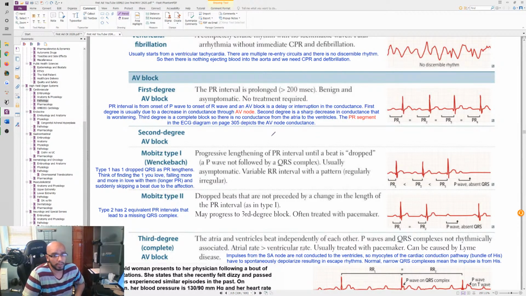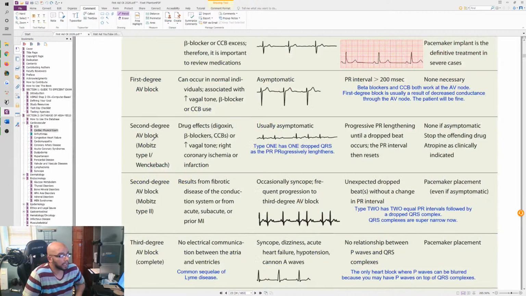So these are just two different memorization things I had used when I was studying in the beginning, because I would often forget that type 1 has one drop. And that wasn't enough because type 2 also has absent QRS complexes, so you have to remember that the key thing in type 1 is the progressively falling more in love, or the progressive lengthening of the PR. Right? The PR keeps getting longer and longer until a QRS is dropped. In type 2, I wrote type 2 has two equivalent PR intervals that lead to a missing QRS complex. Right? So that's the big thing here. PR interval doesn't get longer. PR stays the same, it's equal, and then all of a sudden you're missing a QRS complex. Right? So that's the difference between type 1 and type 2 second degree AV block.